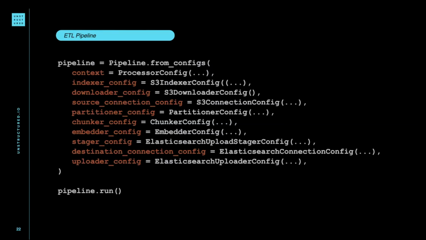And then finally, we're going to be uploading the results into Elasticsearch. And so you need a few configs for Elastic. The stager is going to check that the documents match the index schema. The destination connection config, again, your authentication parameters. And finally, the uploader, just give it the index name, and it's going to upload all the documents in there. And then you run the pipeline, and that's it.